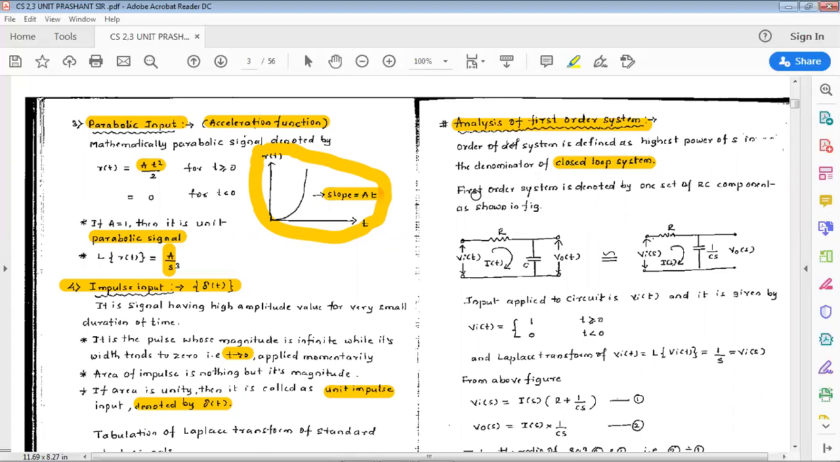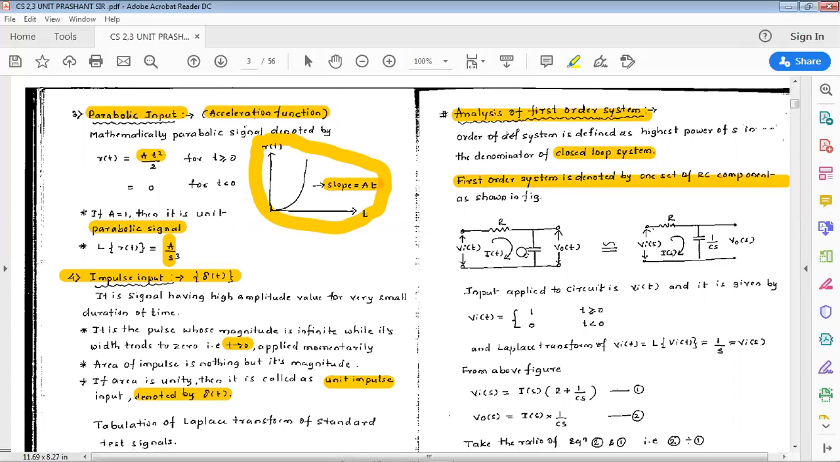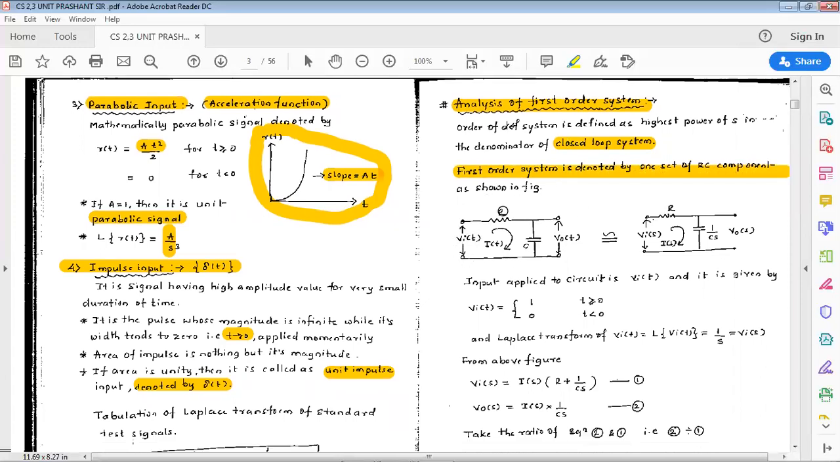In this case, we define the first order system by considering one set of RC components as shown in the figure. You can observe that in this circuit we have R and C. If one set of RC is there in the circuit, it is called a first order system. Vi of t is the input voltage, Vo of t is the output voltage, and I of t is the loop current. Its equivalent Laplace circuit has R, C becomes 1 by Cs, Vi of t becomes Vi of s, and Vo of t becomes Vo of s.